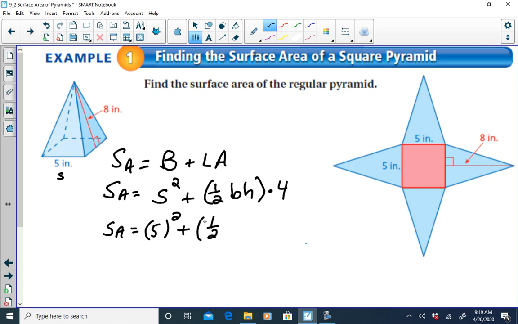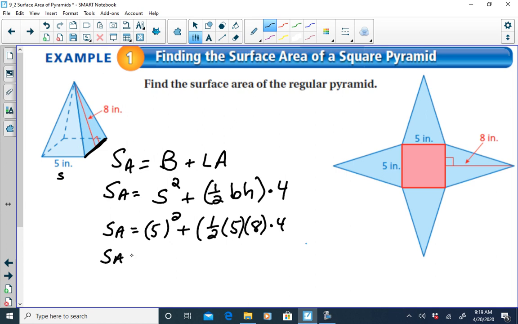Well, what's the base and the height? Well, the base here of our triangular face is 5. What's the height? The slant height is 8. So that's 1/2, right? 5 times 8. But then we have to multiply that by 4, right? Because there are four triangular faces.